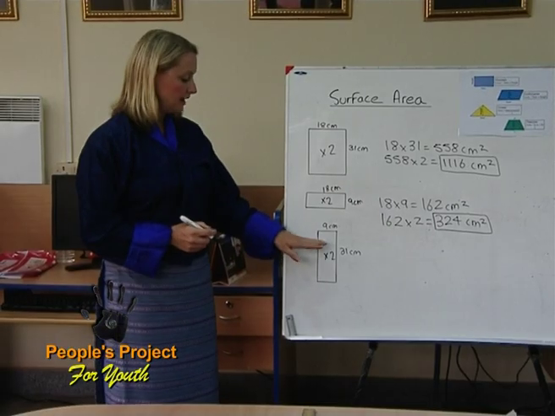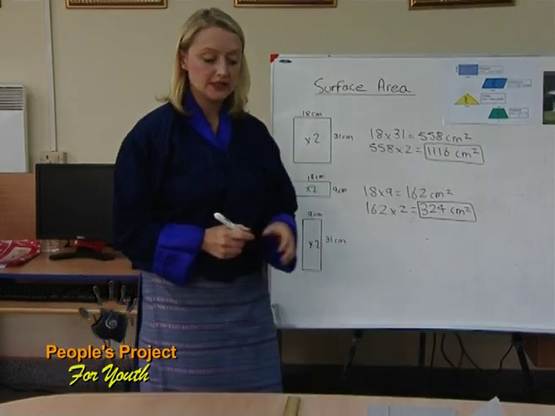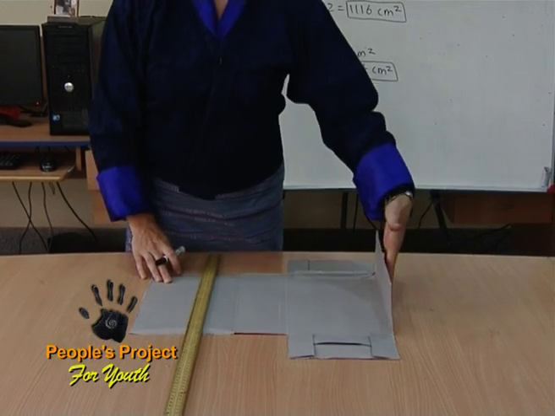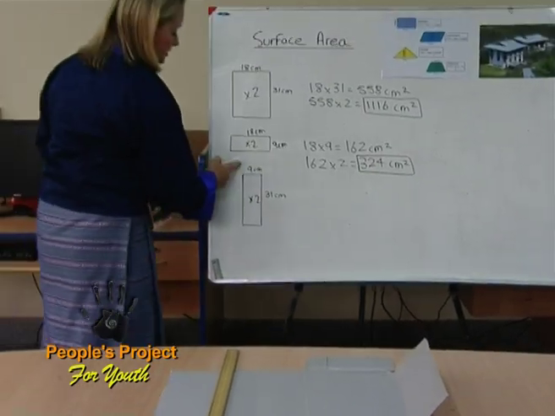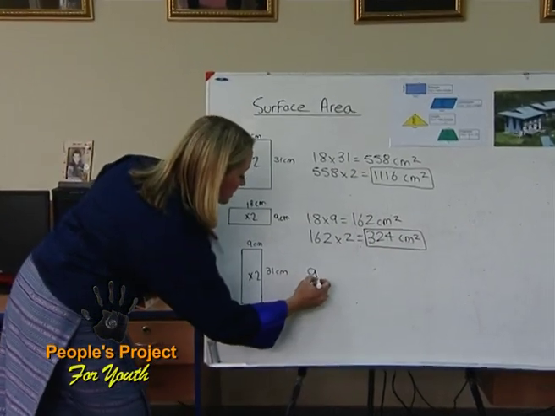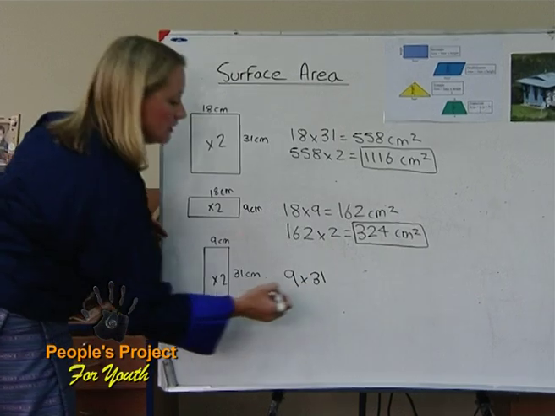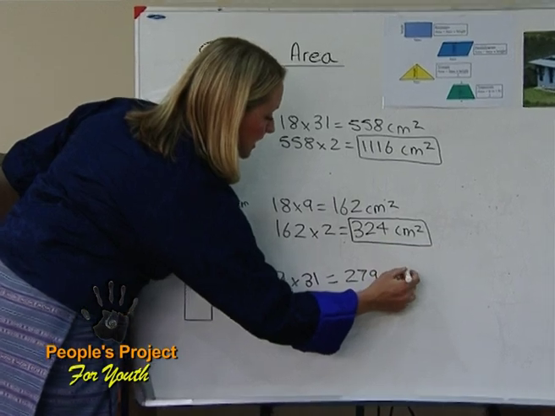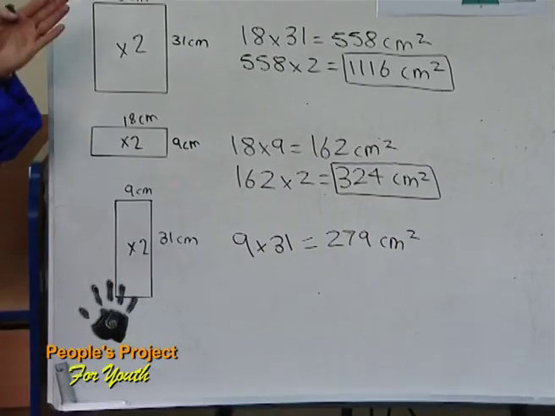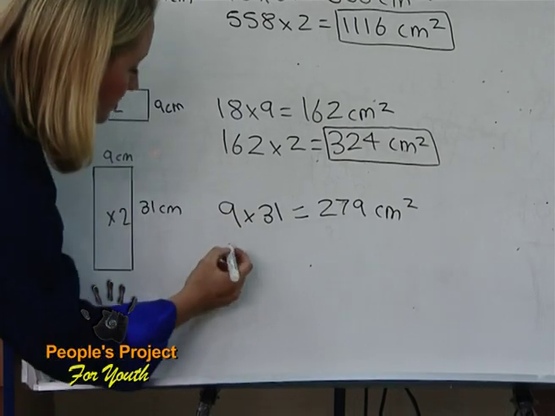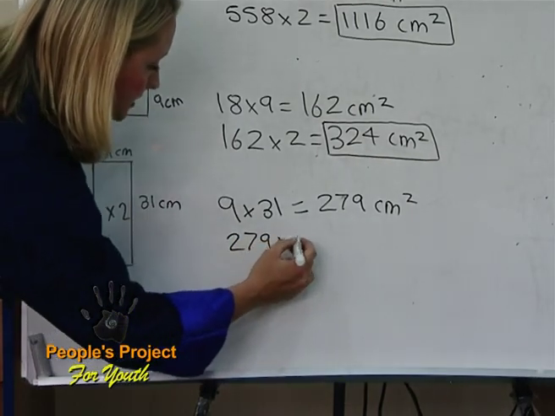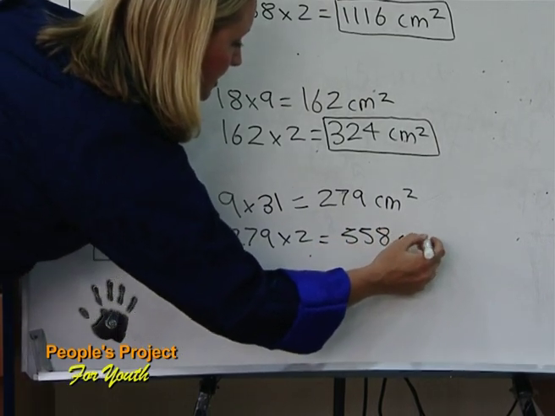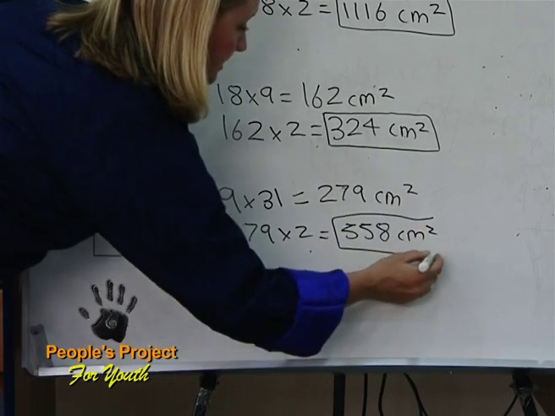So finally, we're going to have a look at the side face. If you remember, this long, thin face is the face that makes up the side of our box. So to do this, we need to calculate 9 multiplied by 31, and we received 279 centimetres squared. Remembering that we have 2 faces because we have 2 sides, so we need to multiply our answer by 2, and we receive 558 centimetres squared total area for those 2 faces.